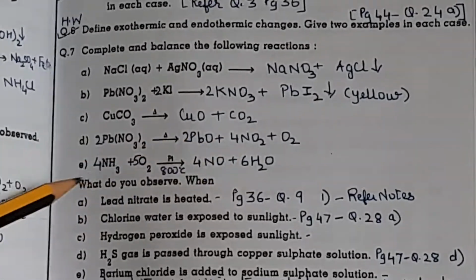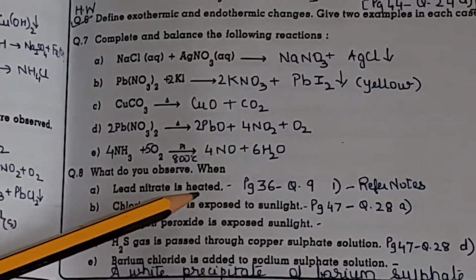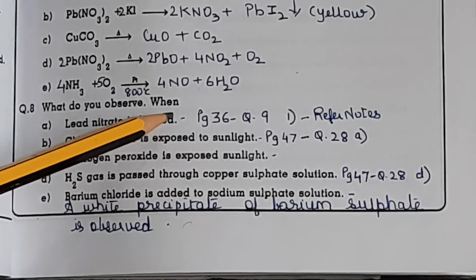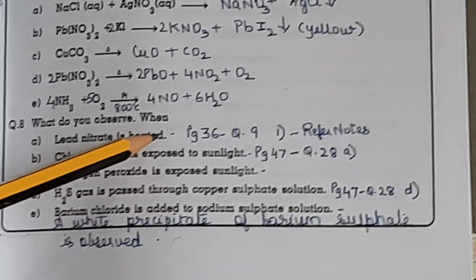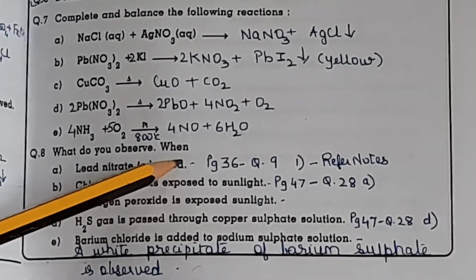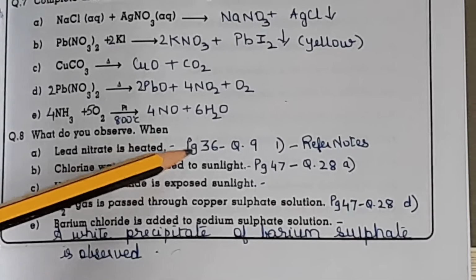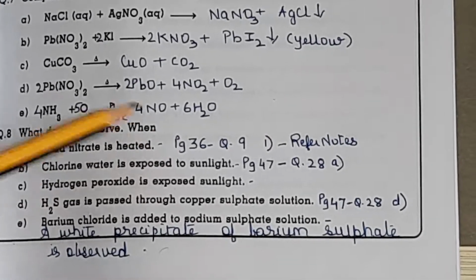Okay, clear? Now next is, what do you observe when? First lead nitrate is heated. Now this you have already done for homework. I had given you homework in the first session. That is, it decrepitates, forms smaller crystals, and a buff yellow residue litharge is formed, which fuses with glass and stains the test tube yellow along with reddish brown fumes of NO2. Okay, so this you have already written.